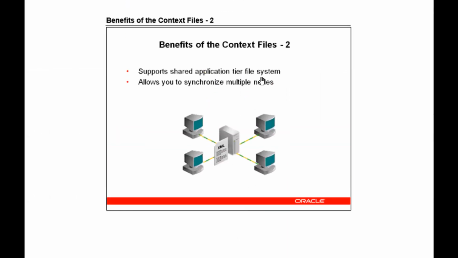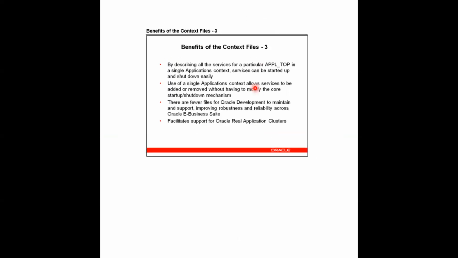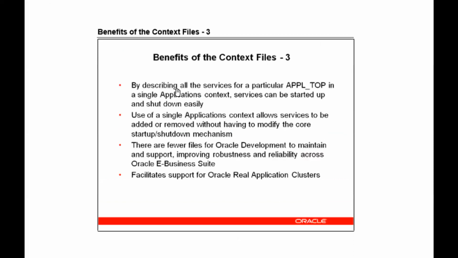It supports shared application tier file system, which allows you to synchronize multiple nodes. By describing all the services for a particular Applications tier in a single application context file, services can be started and shut down easily. That is the main thing. All the changes can be applied to the single application context file and services can be started.